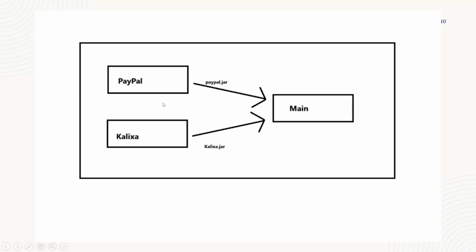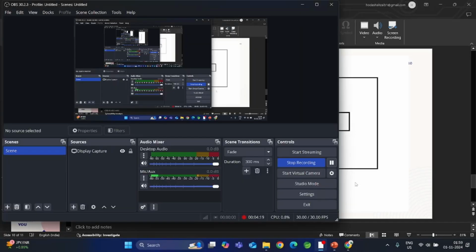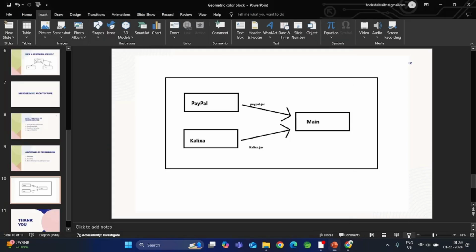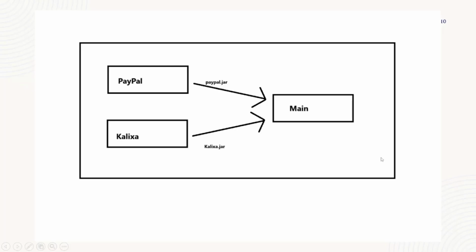Now let's talk about this diagram. This diagram shows a simple payment integration structure with two payment services providers such as PayPal and Calixta. Here we are going to talk about how they interact with the main system. They represent two separate payment services providers that handle online transactions.